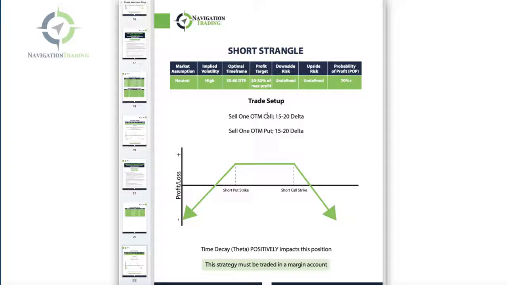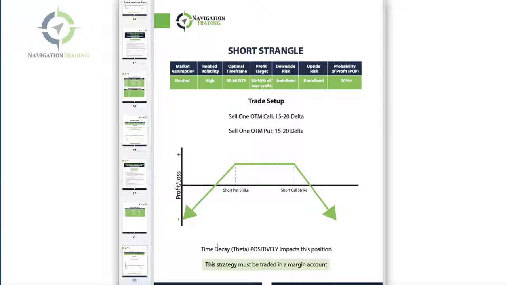Now, to enter the trade, we're simply going to sell one out of the money call. We like to do it around that 15 to 20 delta, and you're simultaneously selling one out of the money put in that same 15 to 20 delta range. This is how the trade looks from a visual perspective, but we'll go to the platform to get into a little bit more detail about that.